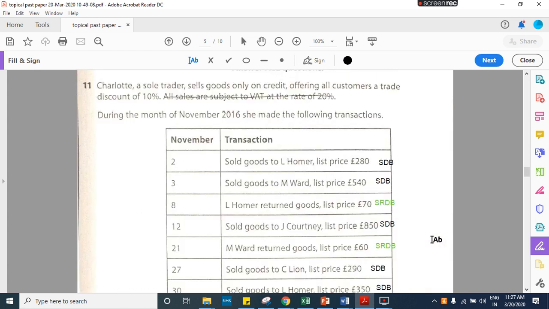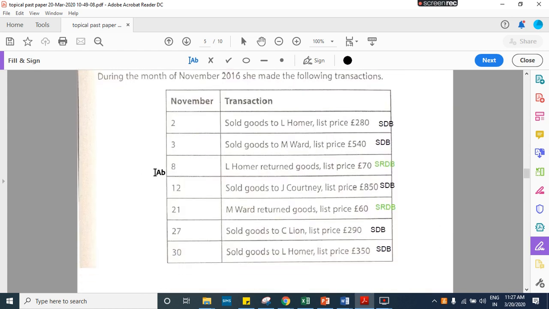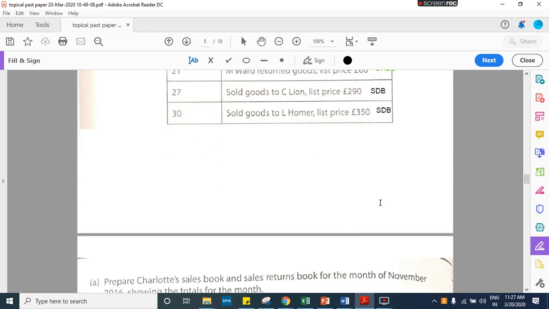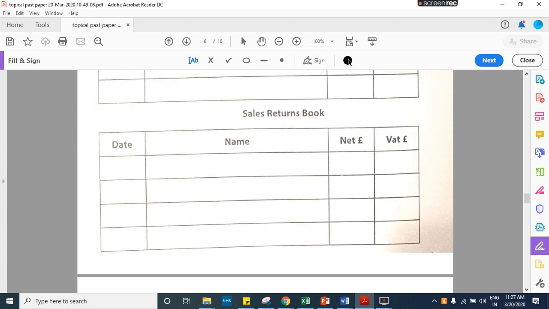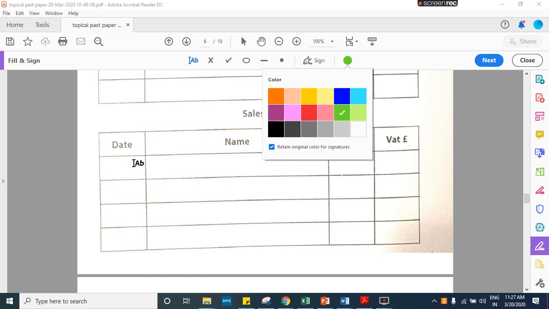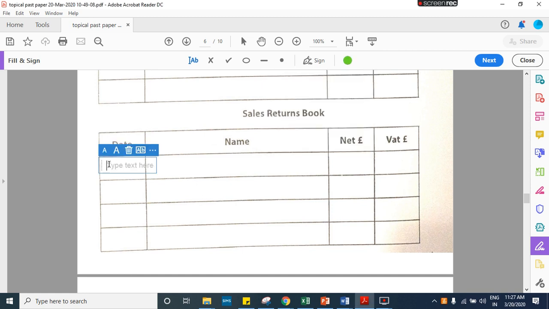As you can see, the green ones which occurred on the 8th and on the 21st move to the sales returns day book. So both are list price, so we are supposed to calculate the trade discount. Let's enter the date which occurred on 8/11/16 and who returned. L. Palmer returned. And what is the worth? The list price is 70.